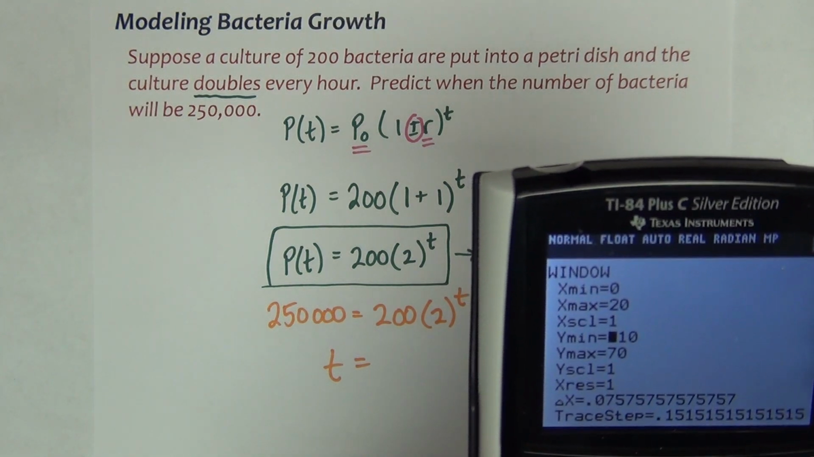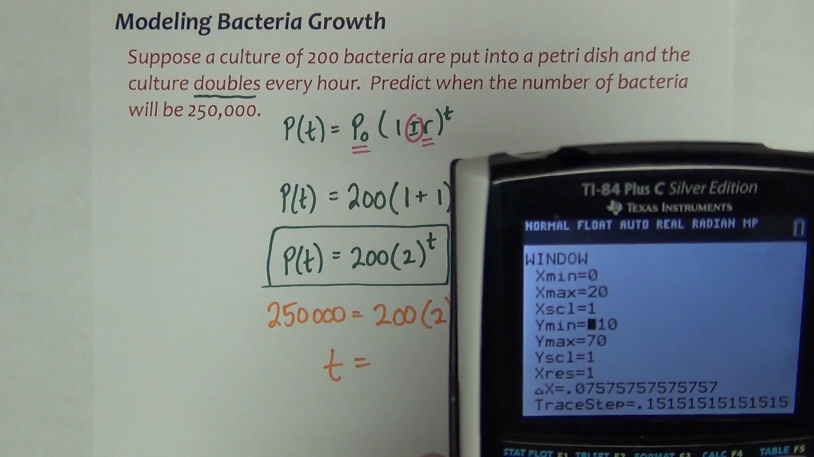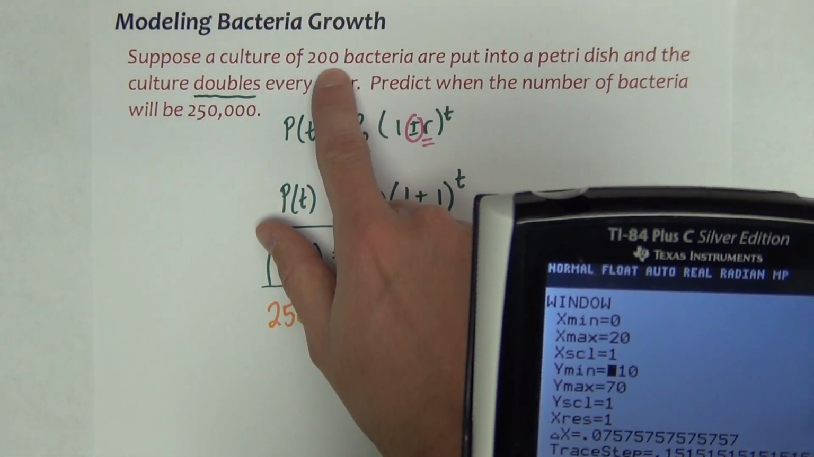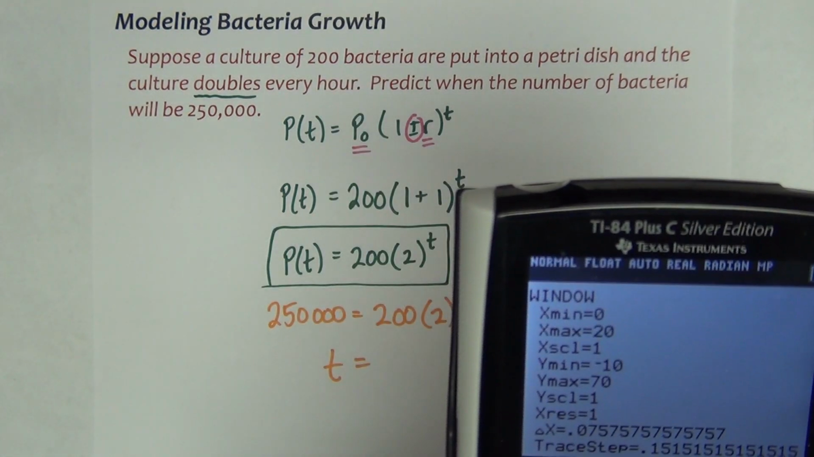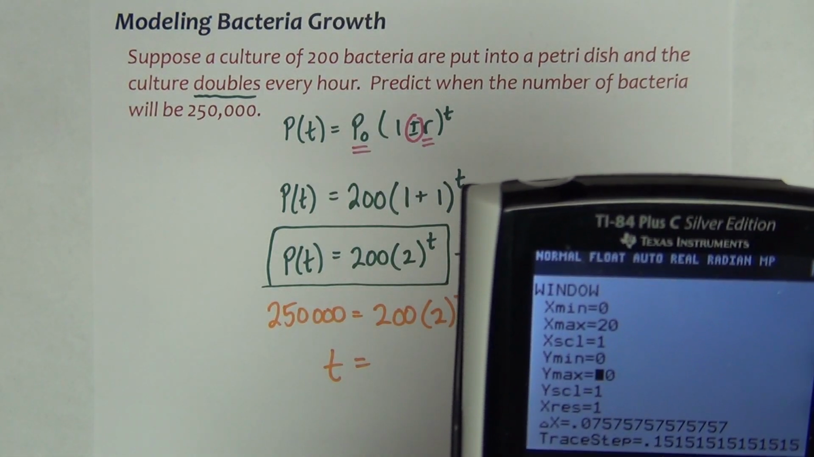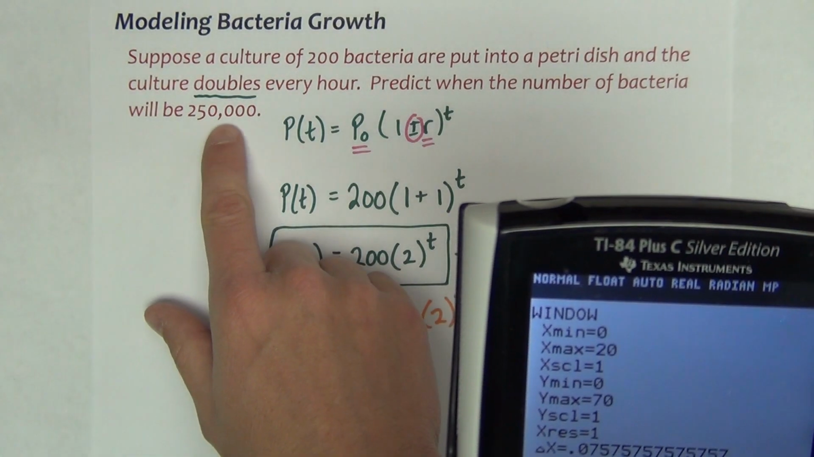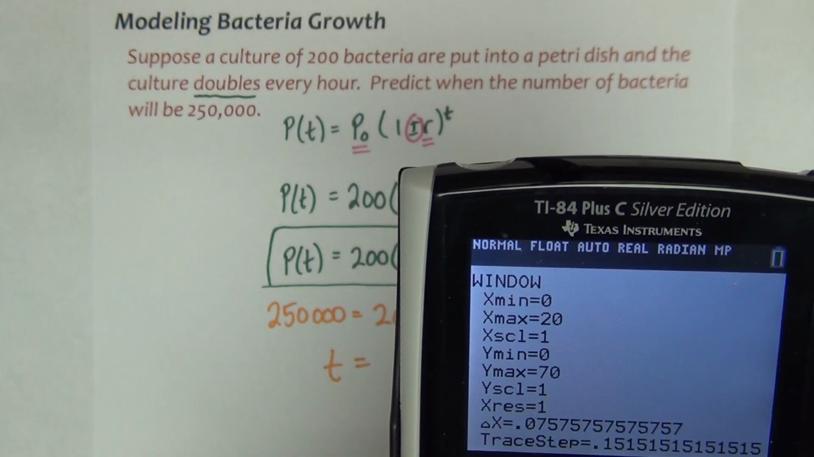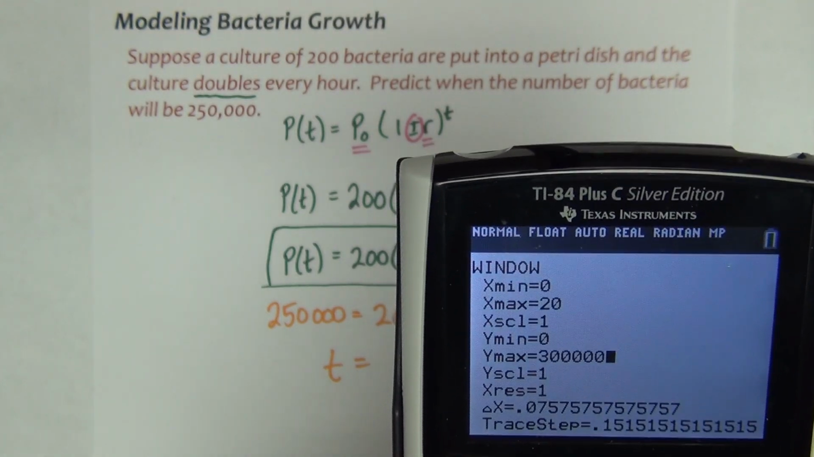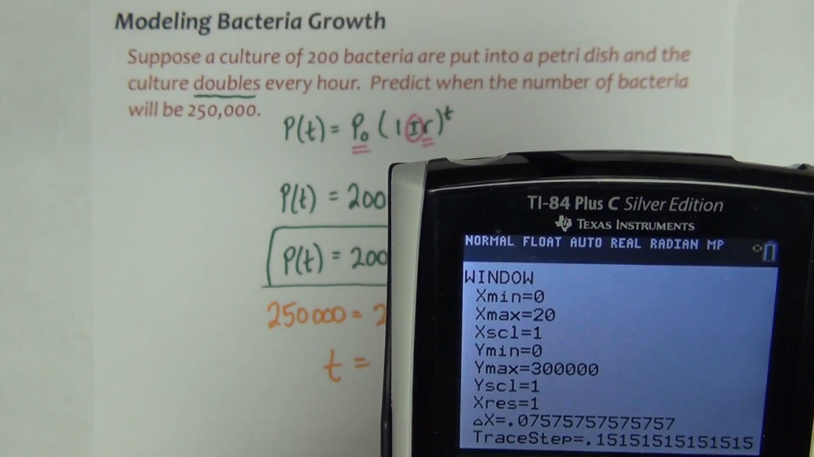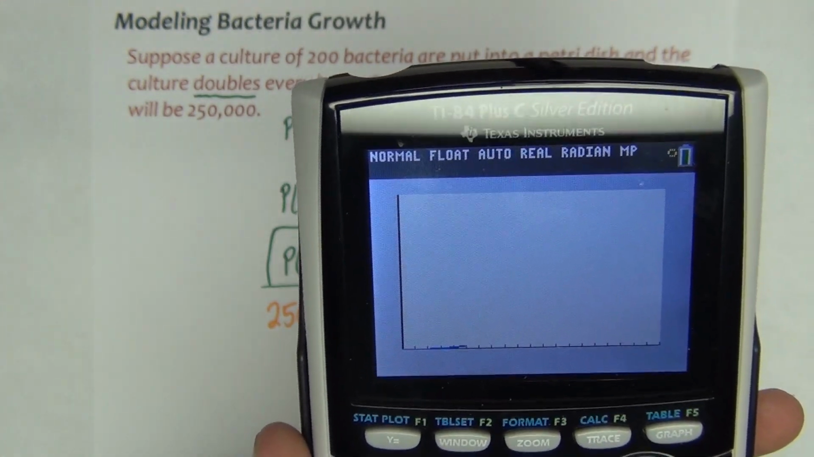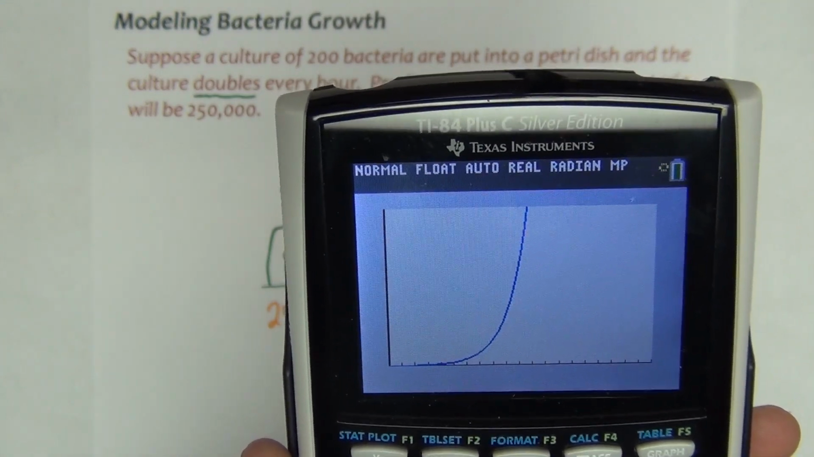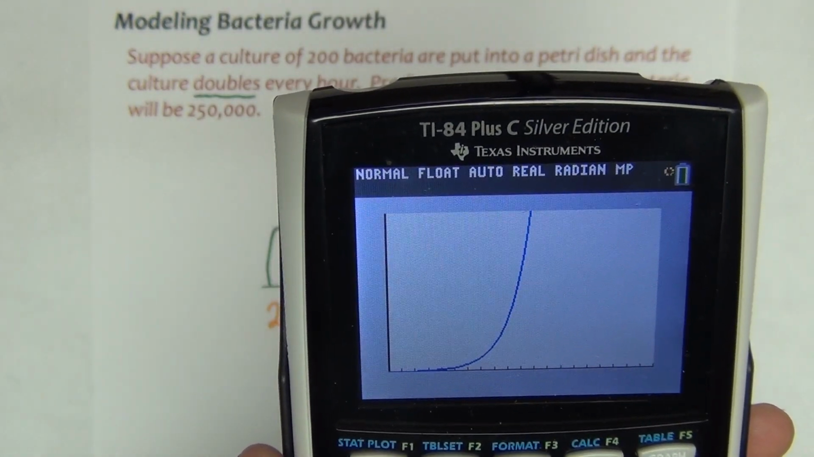The y values here, the min and the maximum y values, need to be the number of bacteria. Well, the number of bacteria begins at 200, so I'm just going to go a little lower than 200, say 0. And I'm going to need to end at 250,000, so I need a rather large y maximum. Maybe I choose 300,000 for the y maximum. And let's see if we can see this. We should see our exponential curve first, and then we should see a horizontal line at 250,000.